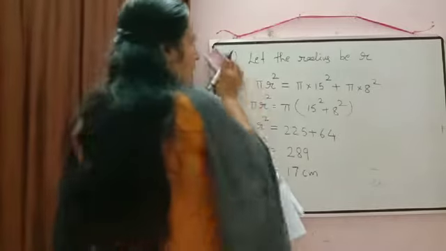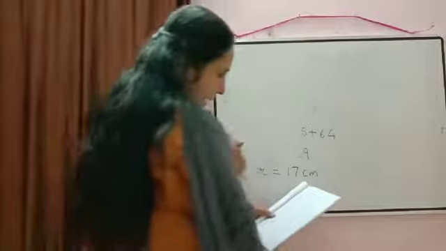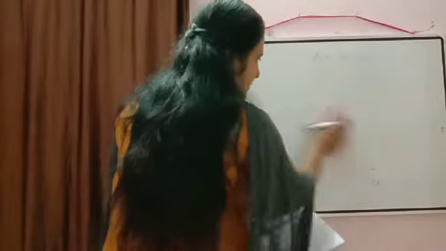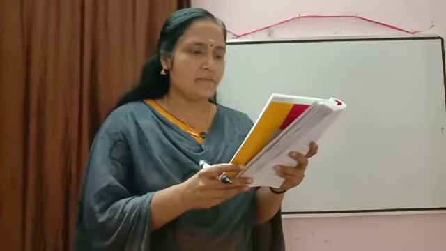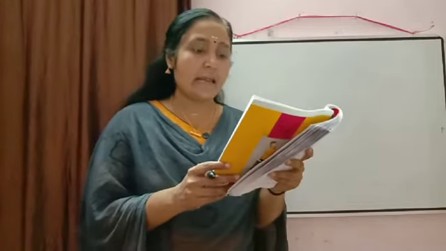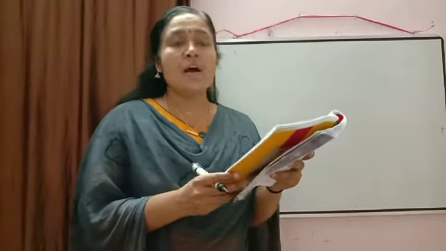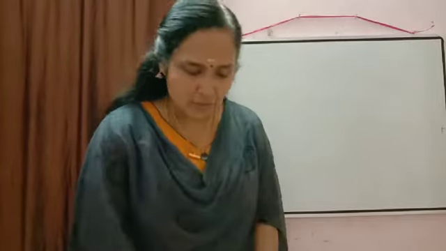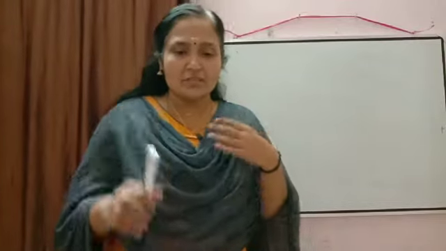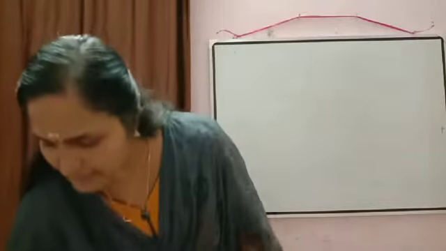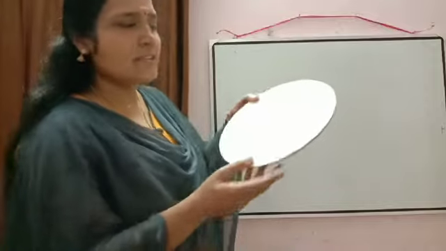The next question is: a bicycle wheel makes 500 revolutions in moving 11 kilometers. Find the diameter of the wheel. So the question is related to a wheel. First we can check how we will relate this question to our concept of circle. So all of you just check.